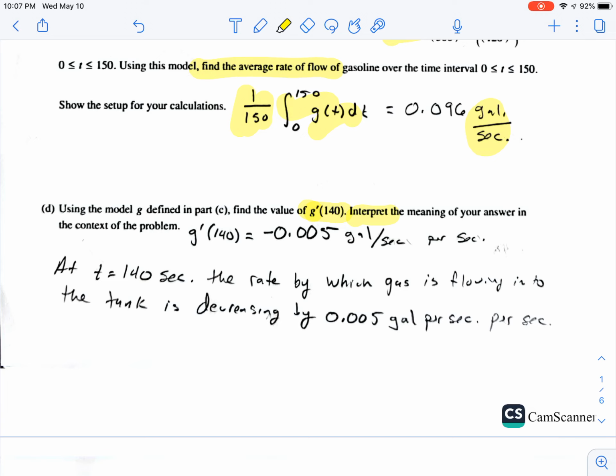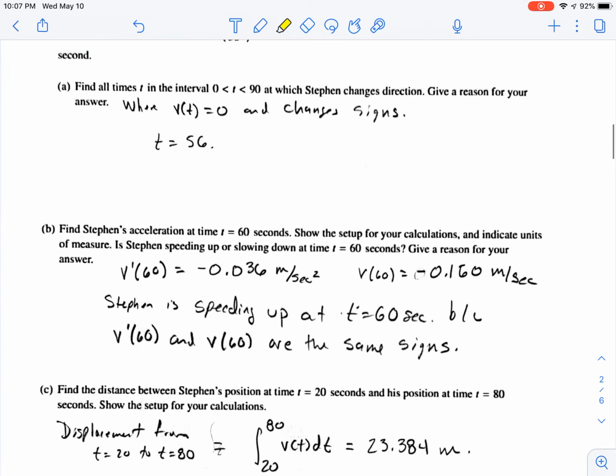And it tells us at time equals 40, since this is negative, the rate by which gas is flowing into the tank is decreasing by 0.05 gallons per second. Important thing, make sure you mention that this is happening at 140 and decreasing. That's what that derivative tells you.